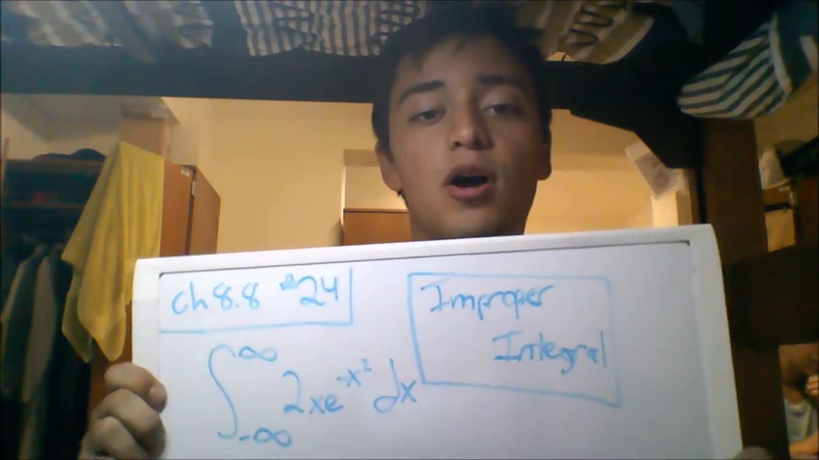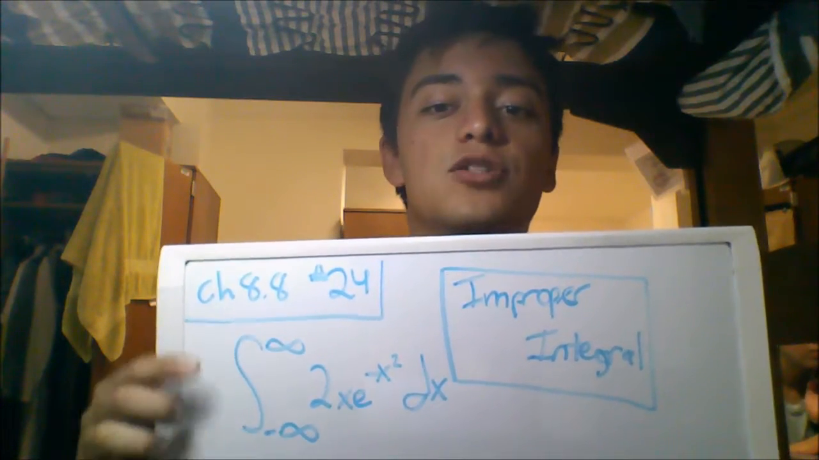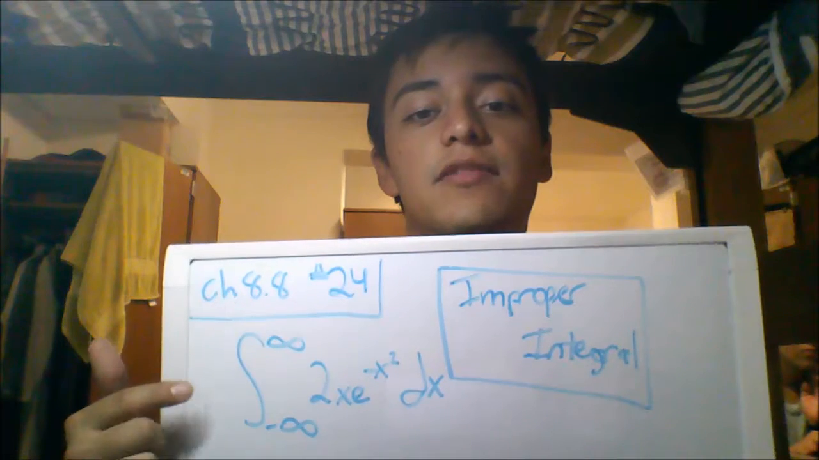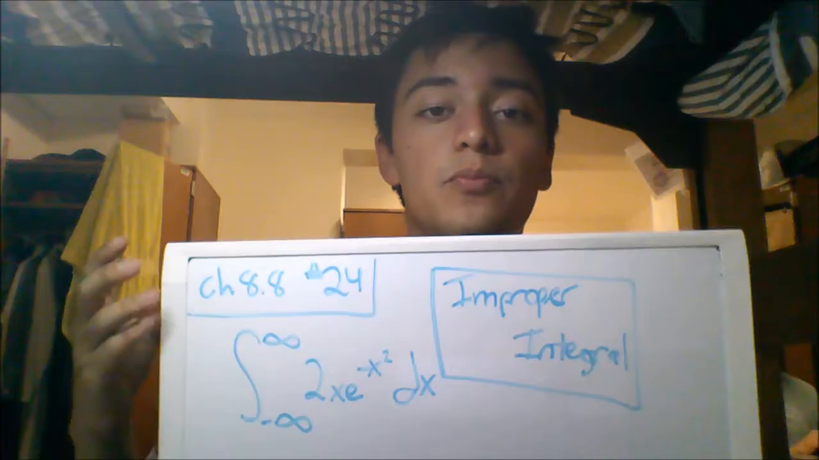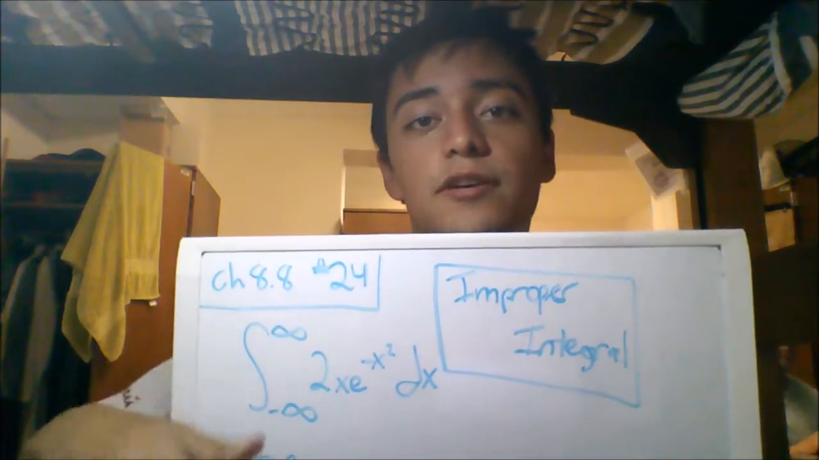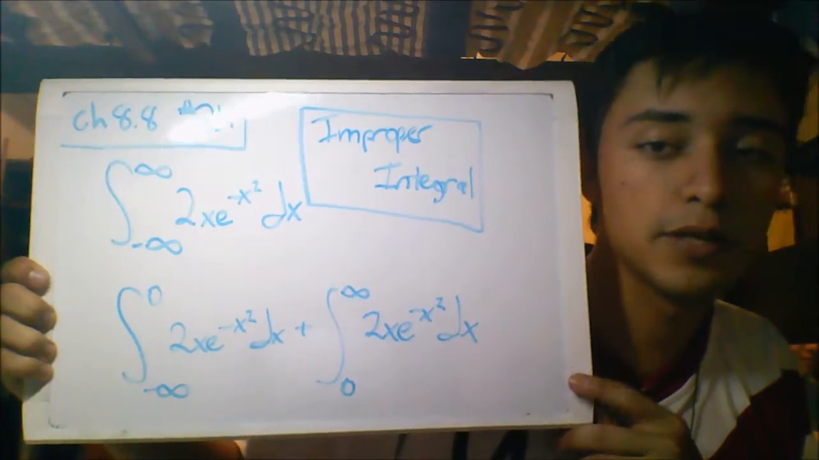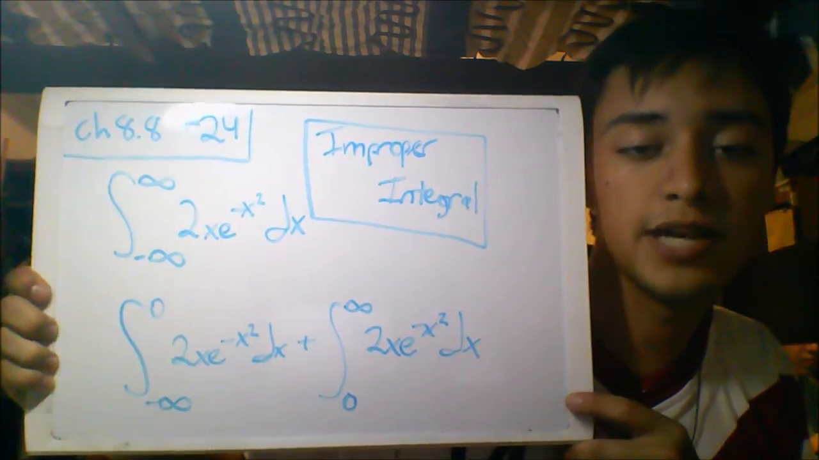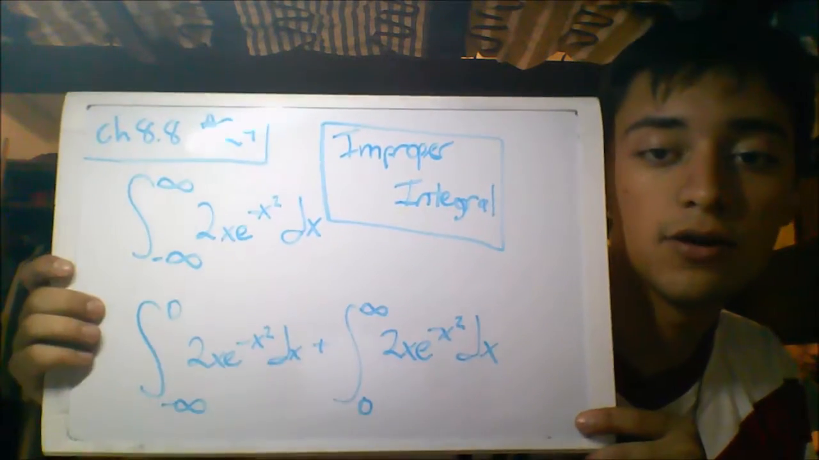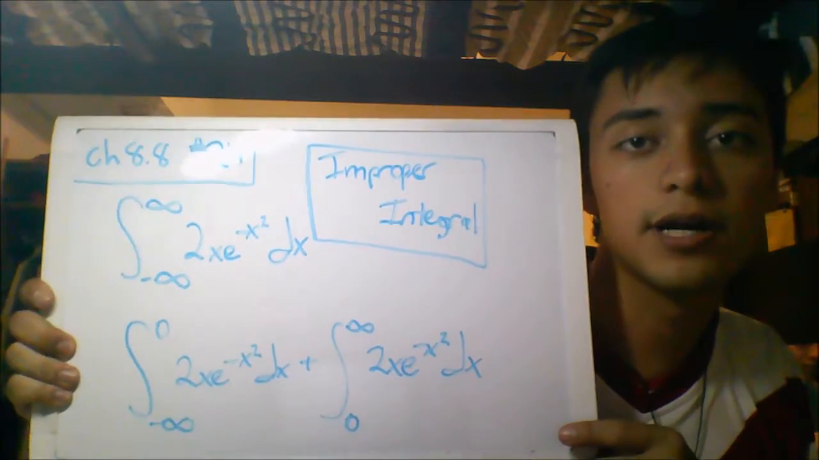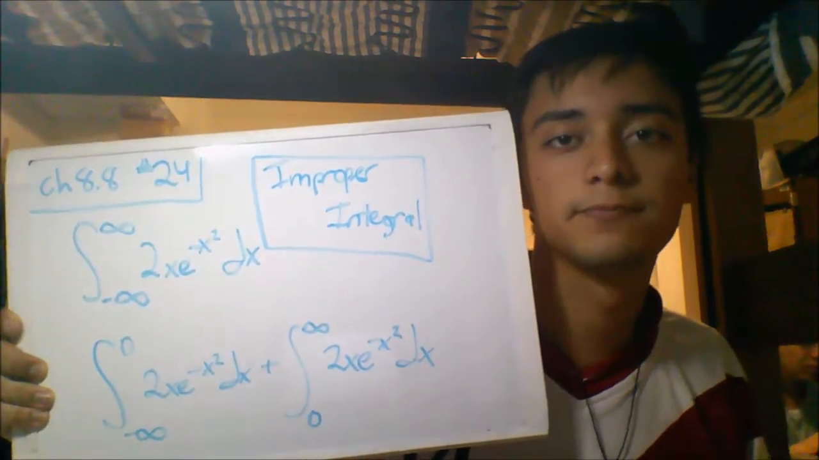So this problem involves improper integrals. We're given the integral from negative infinity to infinity of 2x e to the power of negative x squared dx. In order to integrate this, we had to make two different integrals so we can use improper integrals. Here I split the two up. They're both the same function. However, the integrals are being taken from negative infinity to 0 and 0 to infinity. So now we're able to start using the process of improper integrals to solve this problem.